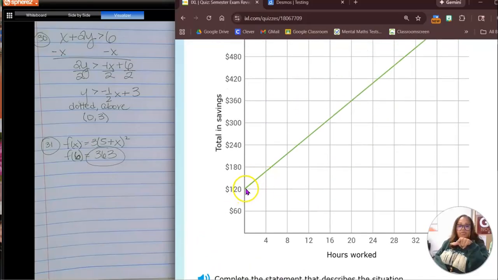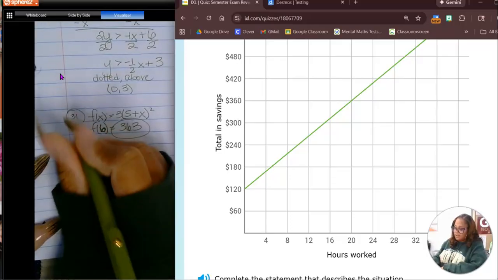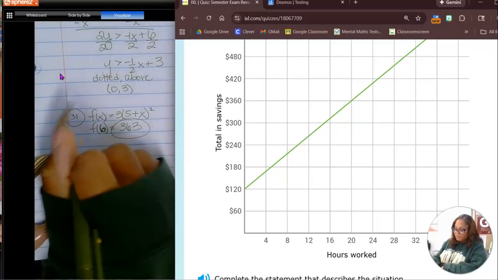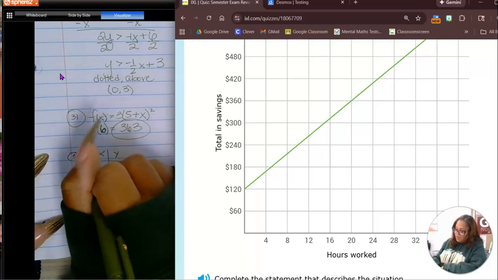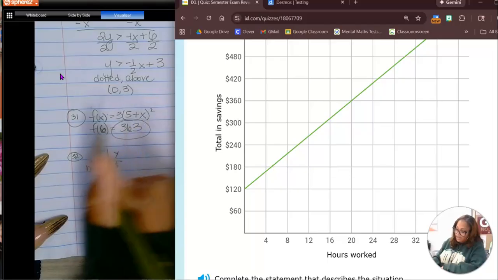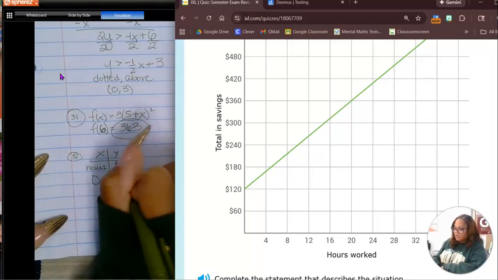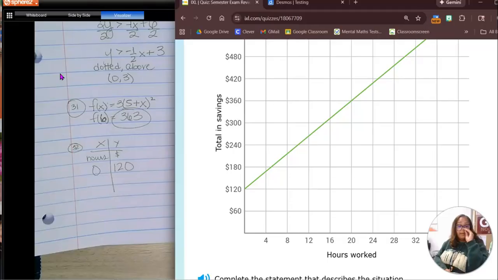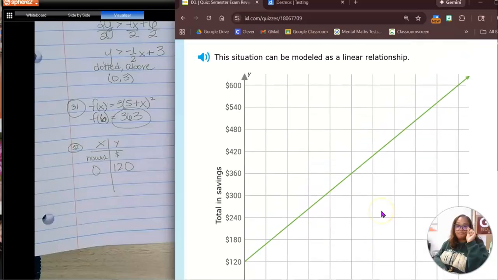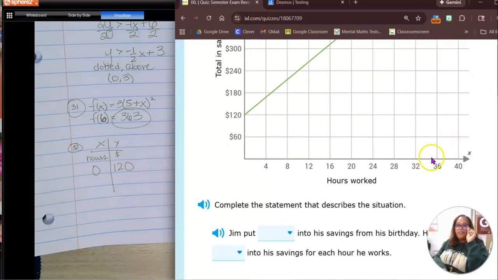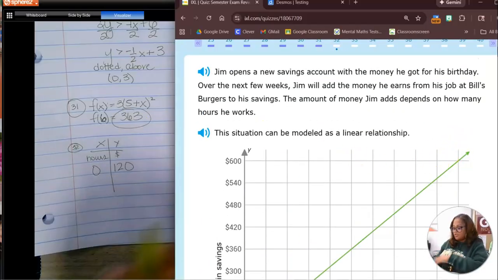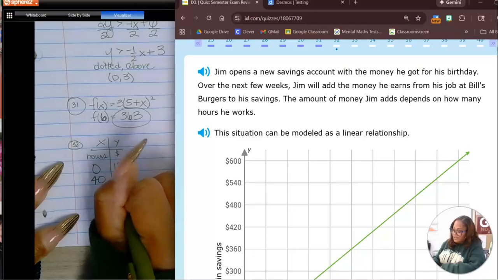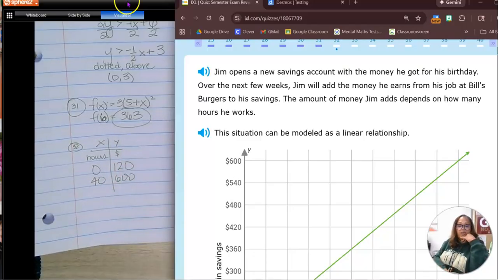So we start at 0, 120. That means before he starts working, he's got $120. Hours, money. Before he starts working, he has $120. Okay? Then, after he works, let's find a friendly point. Boom, right here. After he works 40 hours, which is the whole work week, he will have $600. So 40 and 600 are my other coordinate pair.